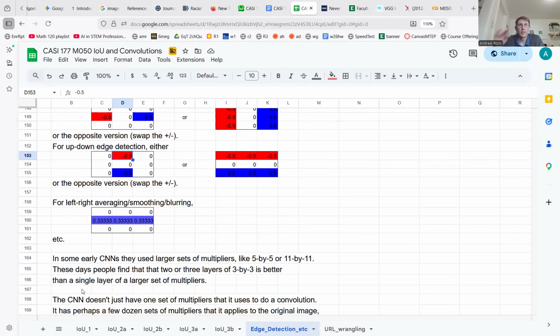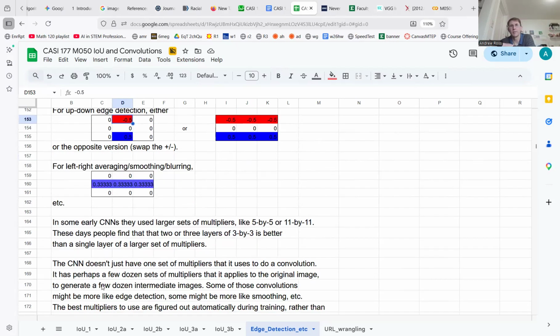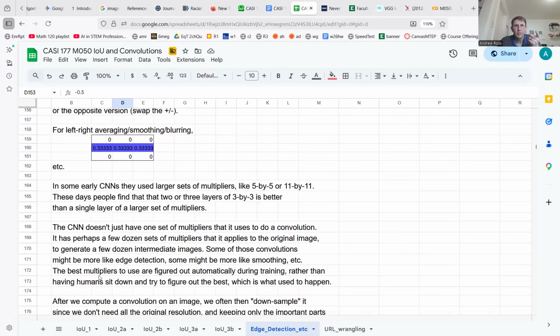I've said that a CNN uses that set of multipliers everywhere in the image, but it also will have another set of multipliers that it uses to do another convolution, and might have a few dozen sets of multipliers that it applies to the original image to get a few dozen intermediate images. Some of those convolutions might be more like edge detection, some might be more like smoothing, some might be more like something even fancier. The best multipliers to use are figured out automatically during training rather than having humans sit down and try to figure out what the best are, which is what used to happen.